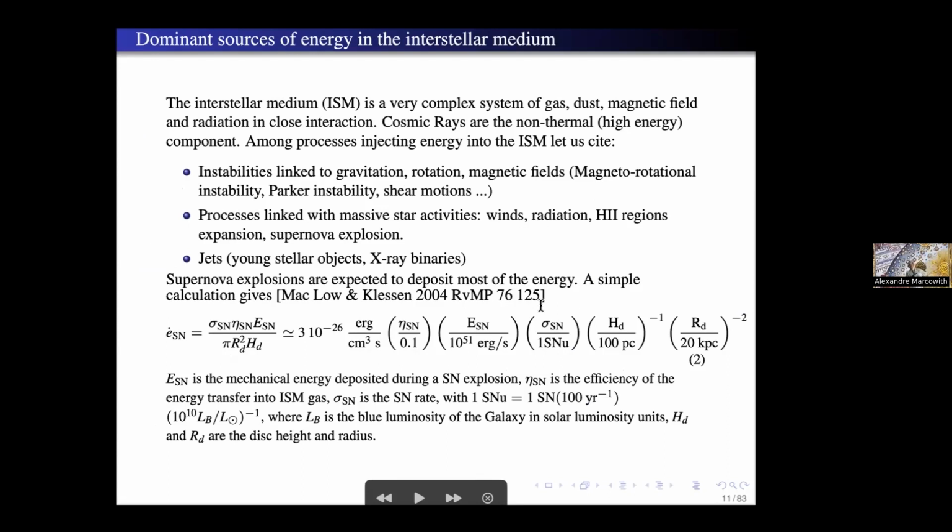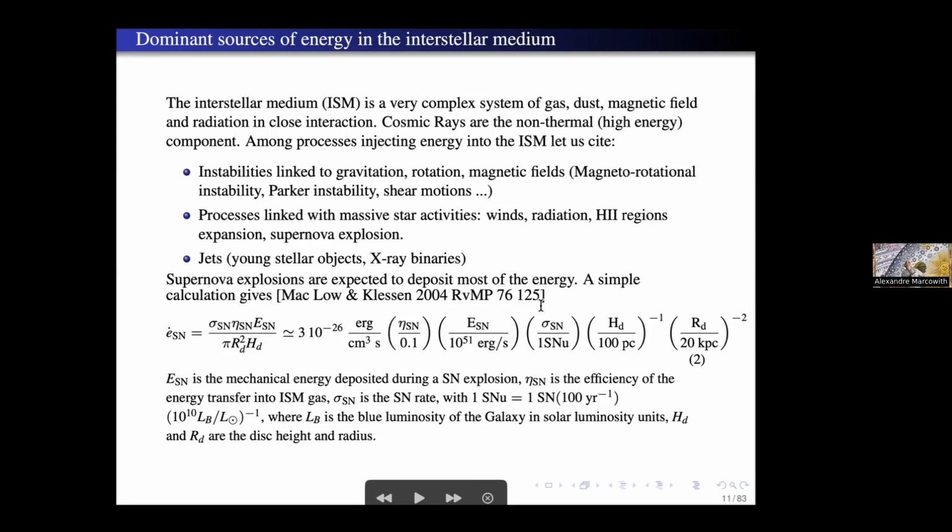Okay, so coming back to the dominant source of energy in the interstellar medium, as Stephanie Walch just said, you have different ways to stir the turbulence. And so you have many different instabilities which are linked to gravitation, rotation, or magnetic field.